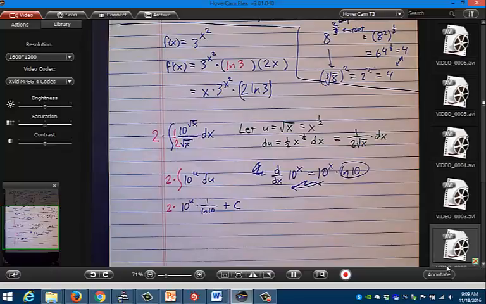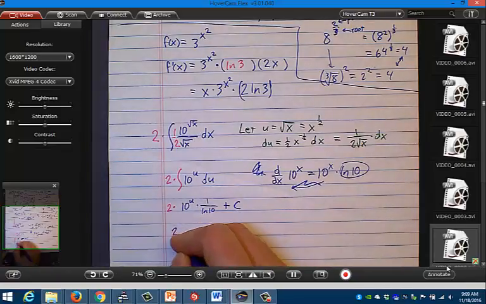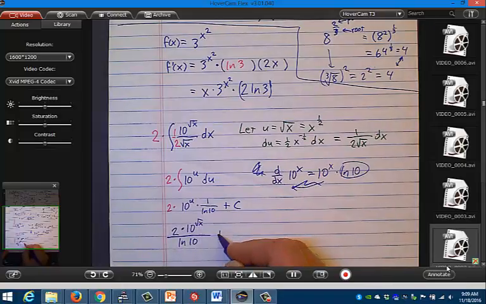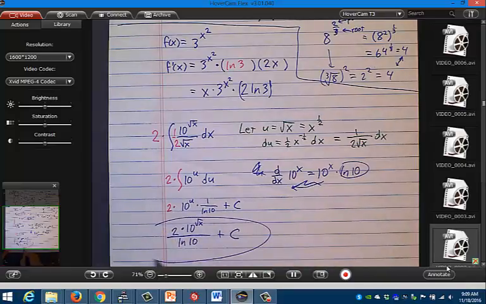So my final answer to this problem would be 2 over ln of 10 times, I guess, 10 to the square root of x plus c. Something like that.